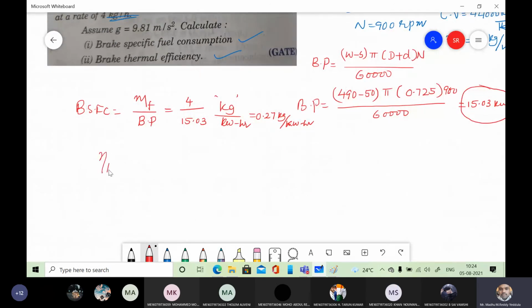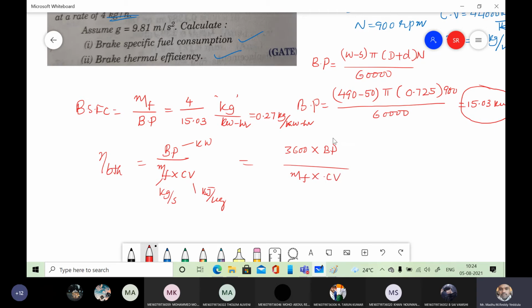Brake thermal efficiency is the brake power developed divided by the total heat energy supplied, which is mass of fuel into calorific value. It is okay if BP is in kilowatt, mass in kg per second, and calorific value in kilojoules per kg. Or, 3600 into BP by mass of fuel into calorific value, where BP is in kilowatt, mass is in kg per hour, and calorific value is in kilojoules per kg.